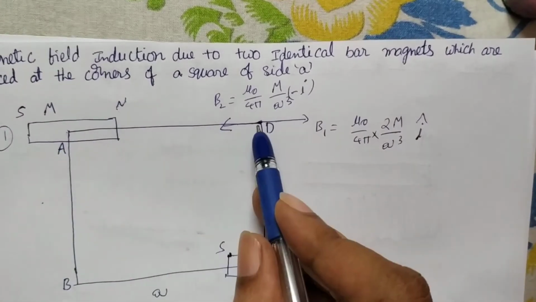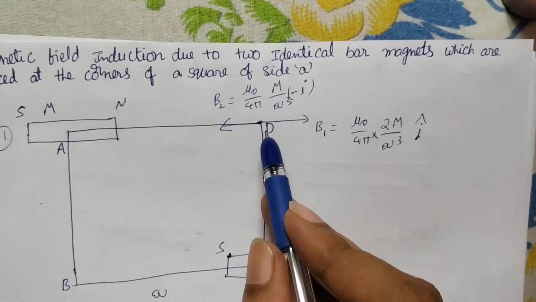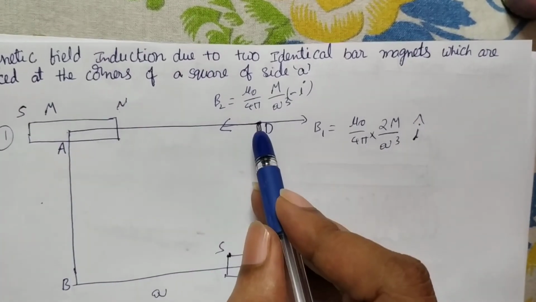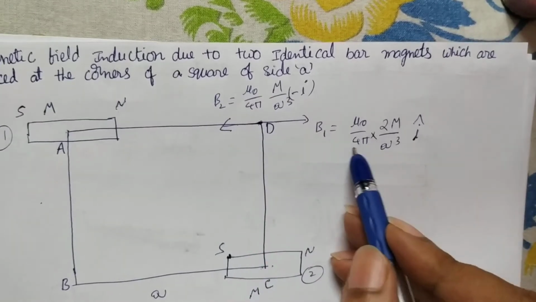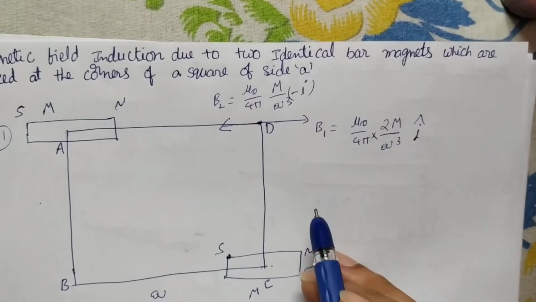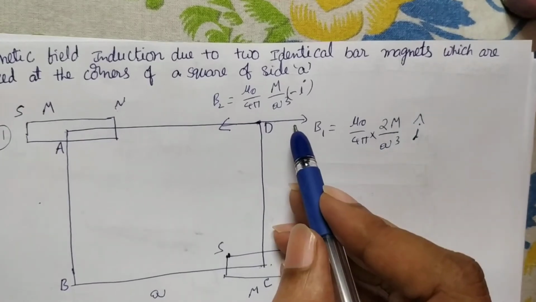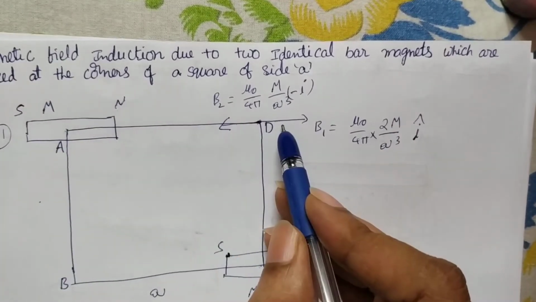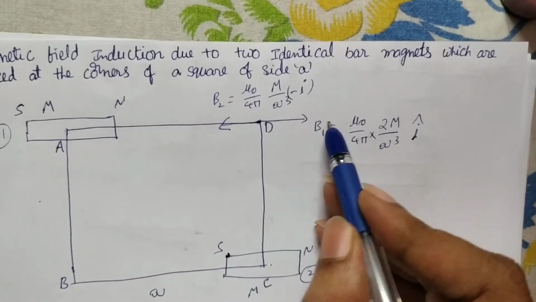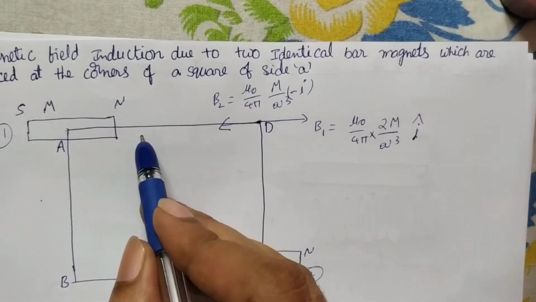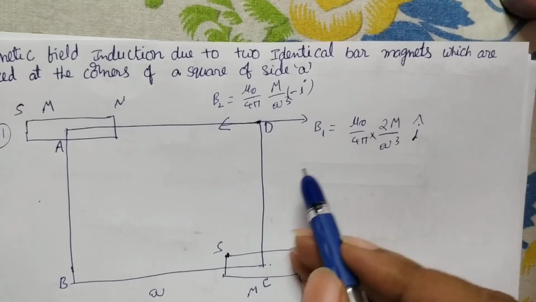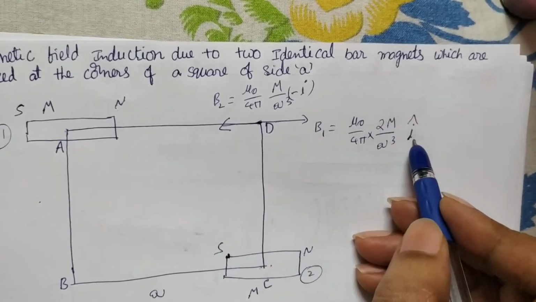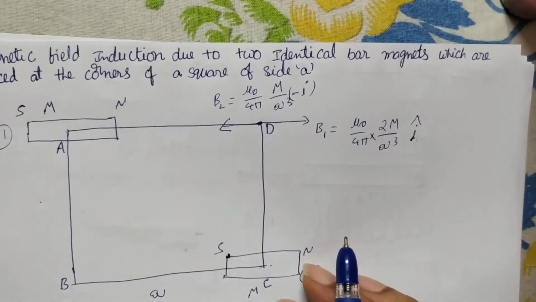At D, you can think they place magnets at A and C, and at D we want the magnetic field induction. For this bar magnet, there is a point on the axial line. So what is the magnetic field induction due to this bar magnet here? For a short bar magnet it means mu naught by 4 pi 2m by a cube. And what is the direction here? On the axial line, magnetic field induction is in the same direction as the magnetic moment, south to north. So here also like this. So the magnitude and direction are along the x-axis, that's why you can take the i direction.